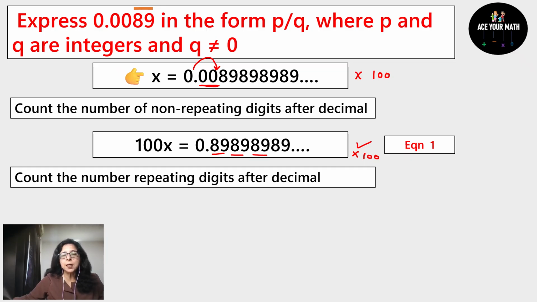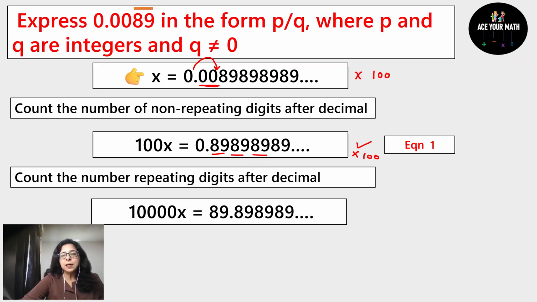Now let's again complete this multiplication. The left hand side will become 10,000x, and on the right hand side, when you multiply 0.89 by 100, the decimal will again shift by two places. So what is the new number form? The new number is 89.8989 and so on. We can call this equation 2.